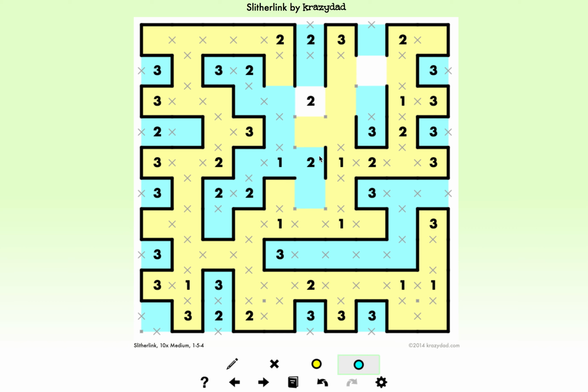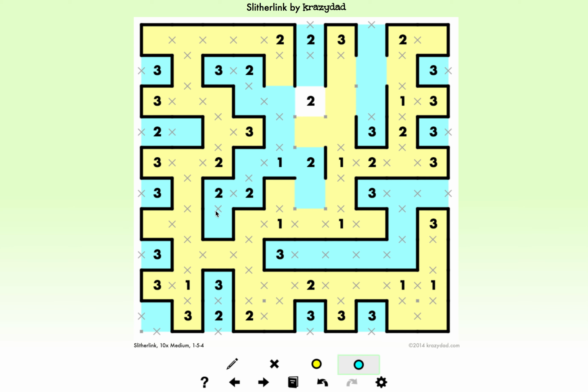Now, twos could be either in or out, right? You don't know if it's blue or yellow just by what's around it. However, you can reason it out. First of all, I have a potential lake here, so I have to make sure it goes out to the edge there.